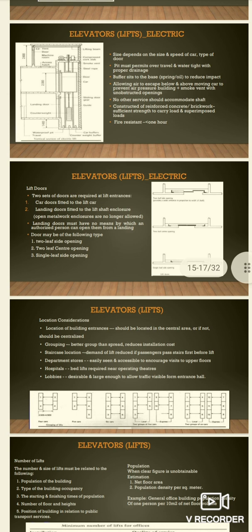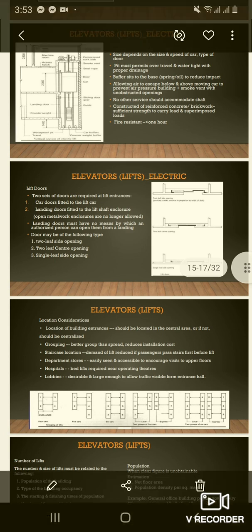Elevator lift location consideration. Building entrances should be located in the central area, or if not, should be centralized. Groupings: better grouped than spread, to reduce installation costs. Staircase location: demand is reduced if passengers pass stairs first before the lift. Department stores: easily seen and accessible. Encounter visits to upper floors in hospitals. Bed lifts require location near operation theaters. Lobbies desirable and large enough to allow traffic, visible from entrance halls.